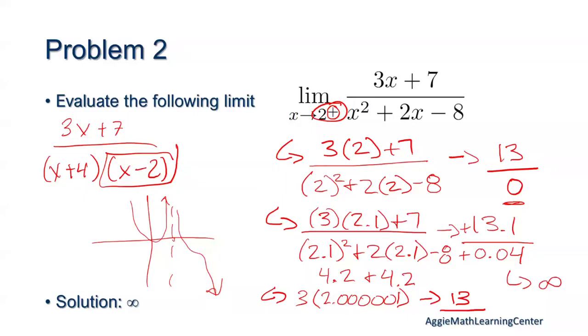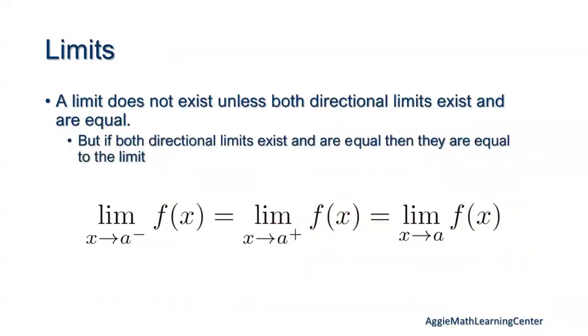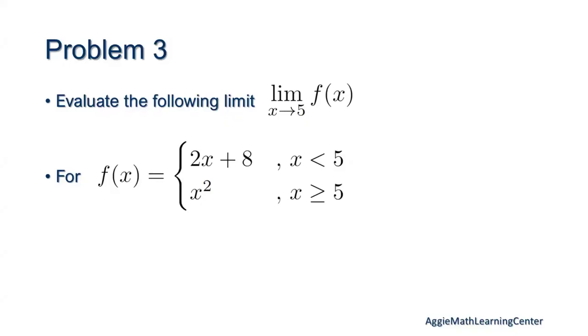All right, so like was said before, if we want a limit to exist from both sides, if we want this one right here to exist as x approaches a, it needs to exist both from the left and from the right, and they also need to equal each other. And so we can see that in an example that we'll go over. In this case, we have a piecewise function.